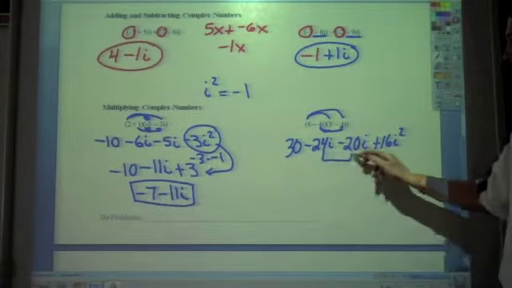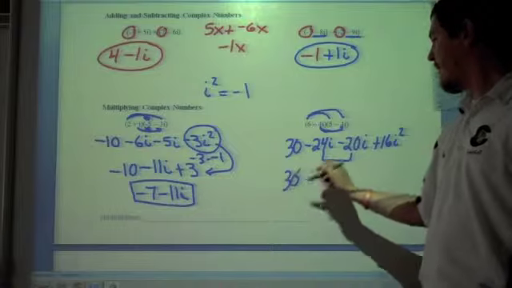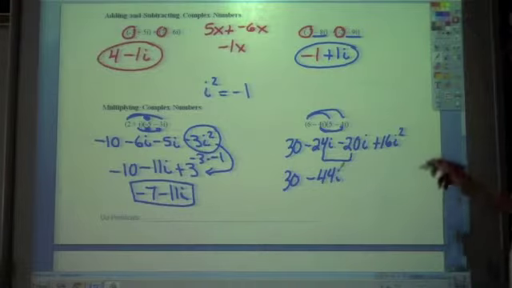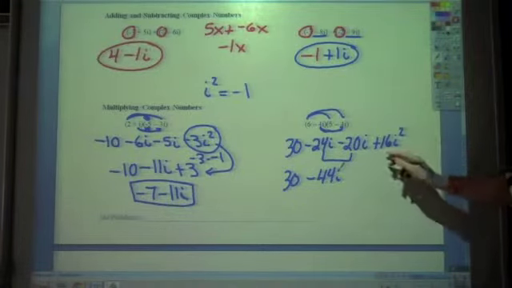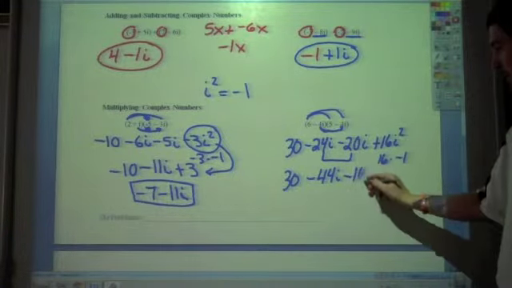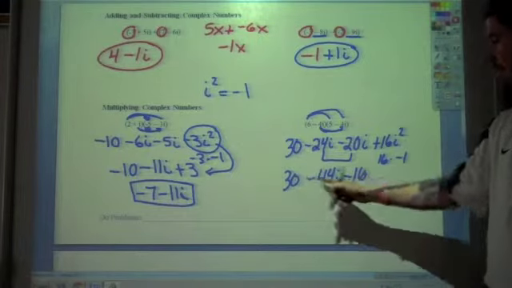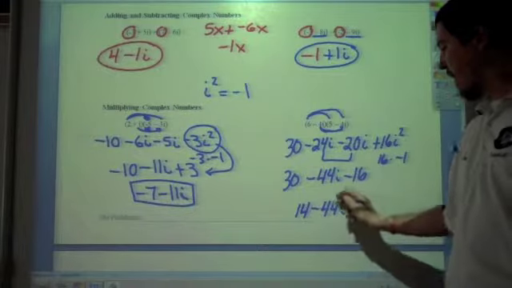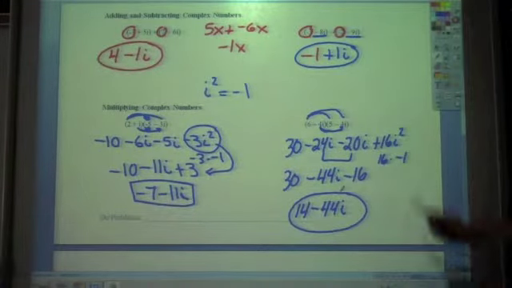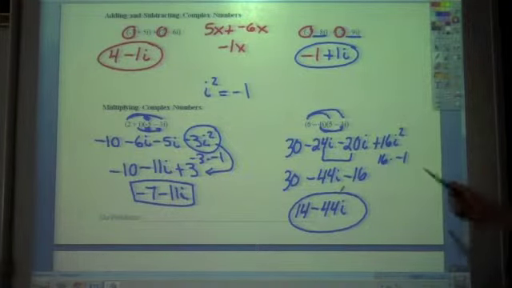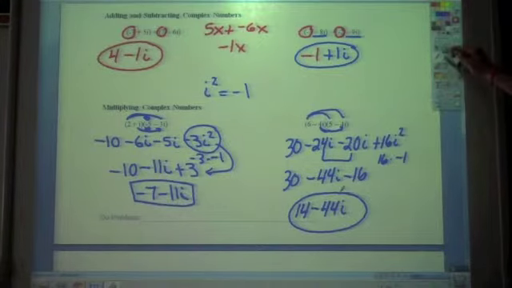So then combine like terms here in the middle. 30. And then we've got negative 24 minus 20, which makes negative 44i. And then again, we have 16i squared, which remember is 16 times negative 1, which makes that negative 16. Then we combine like terms. 30 minus 16 is going to be 14 minus 44i. So just remember, i squared equals negative 1. So when you see i squared, you need to be converting that to negative 1 and then changing 16 to negative 16.